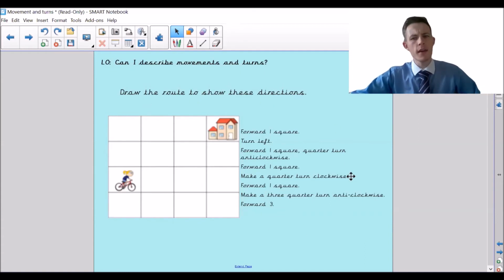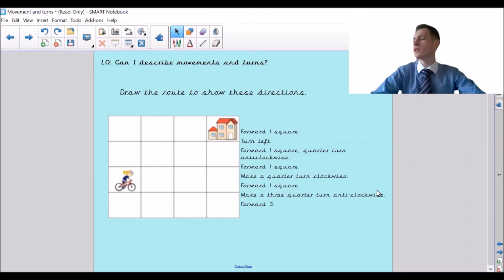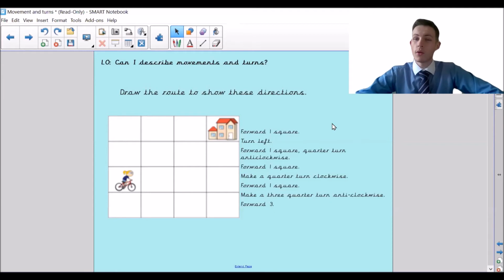Okay, so now it's your turn. This is your time to now have a bit of a practice at what we've just had a look at when we were looking at Dennis. So we've got a girl on a bike here, and we've got the school. So your turn is to try and get the girl from the bike to the school.